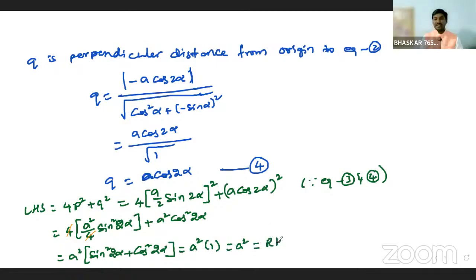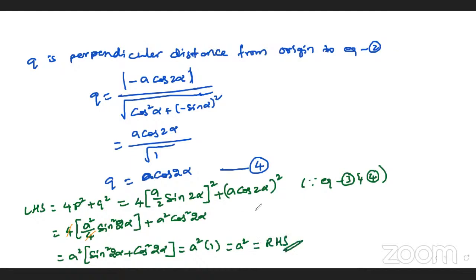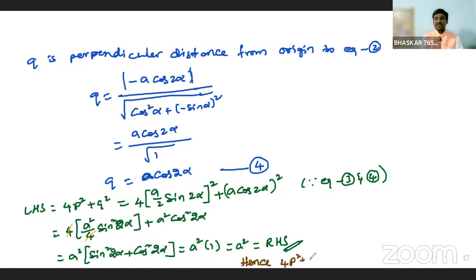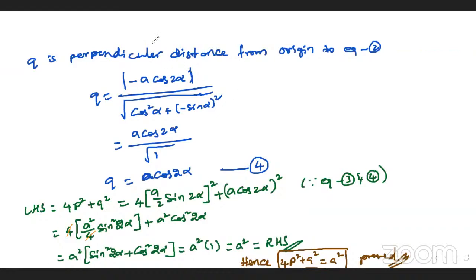Is it the required RHS? Yes, sir. So what we had to prove is true. Hence 4p square plus q square is equal to a square, and it is proved. Understood? Yes, sir. Do you have any doubts? No, sir. Okay, now briefly let us look at the formulas we used here.